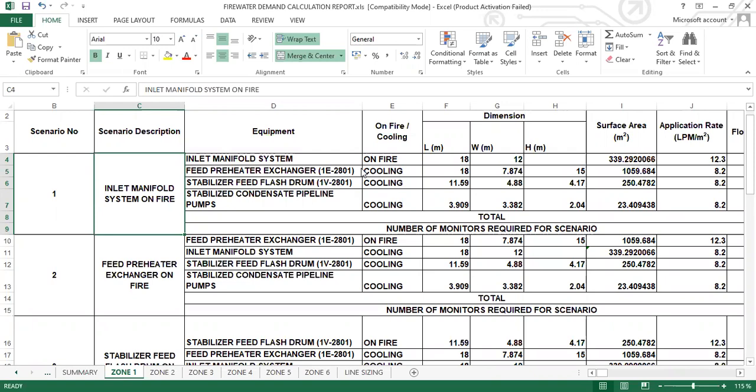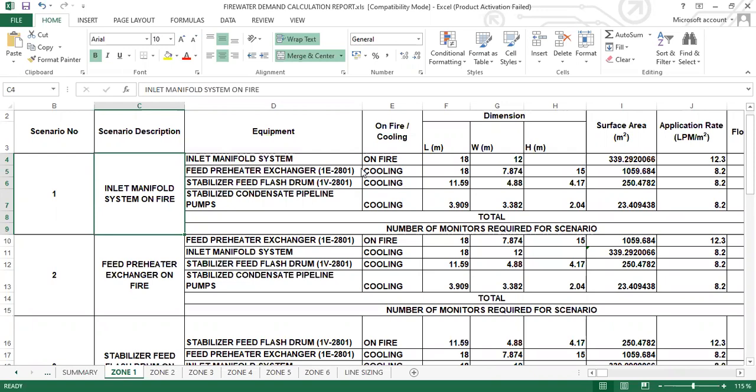That's because they are close enough to one another such that if one of the equipment is on fire, the other ones need to be protected. I did the division based on the plot plan. If you're going to do your fire zoning, there are no hard and fast rules. But essentially, you want equipment that are close enough to one another, such that if you're trying to describe to someone where the feed preheater exchanger is, you can easily say it's not too far from the inlet manifold. So you know that if one of them is on fire, the other one will need to be protected.